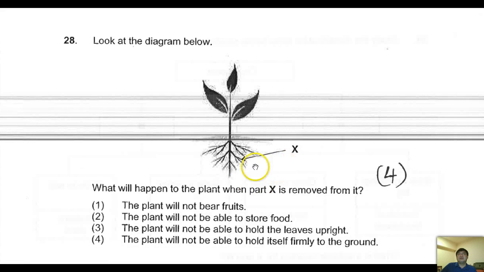Look at the diagram below. X is obviously the roots. What will happen if this part is removed? When it is removed, the function of that part of the plant will cease. It will not be able to absorb water, or even to hold the plant onto the ground. So nothing to do with fruits, nothing to do with stored food, and the plant will not be able to hold leaves, right? No. Answer is 4, not be able to hold itself firmly into the ground. You take it away, it will just drop off, and when the wind blows, probably it will just topple.